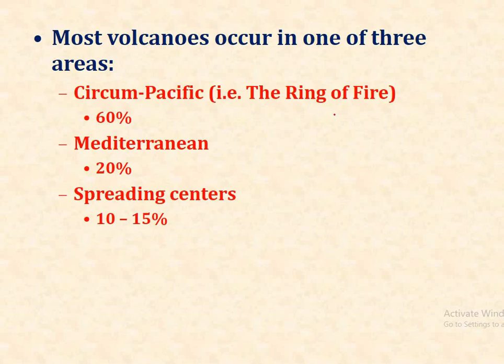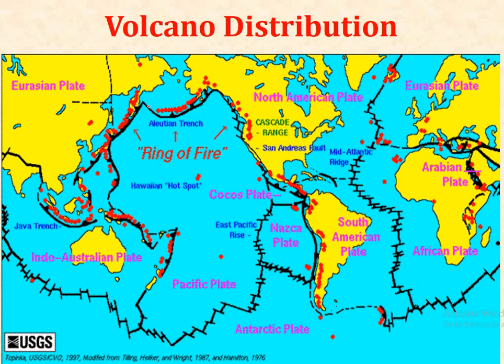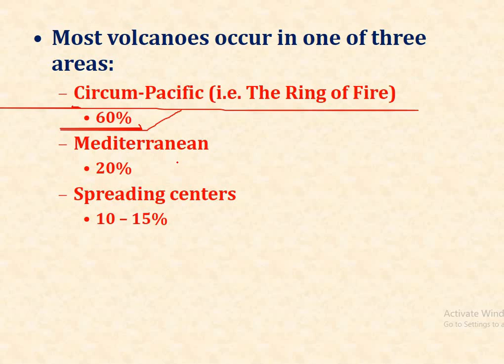Most volcanoes occur in one of three areas. This is the Circum-Pacific belt, called the ring of fire, and more than 60% of volcanoes occur in this ring of fire. 20% are in the Mediterranean Sea, and 10 to 15% are in the different spreading areas. This is the distribution of volcanoes on the earth.